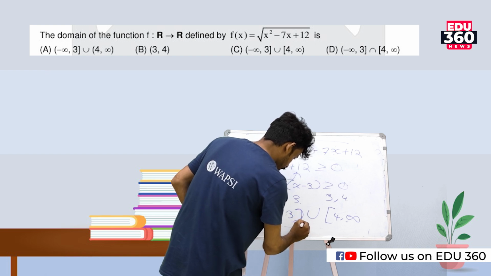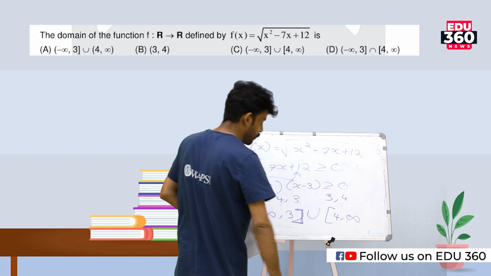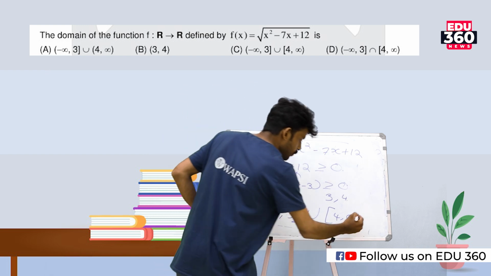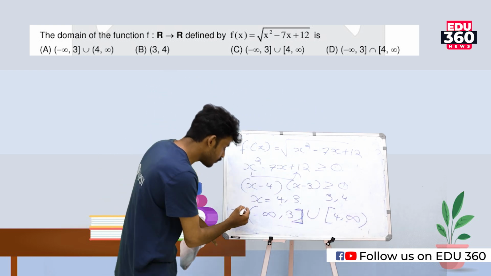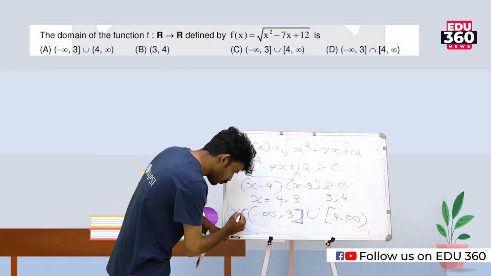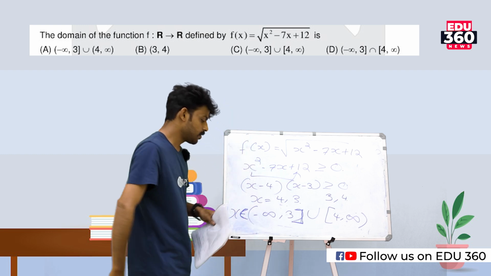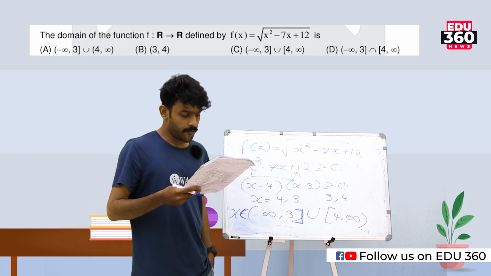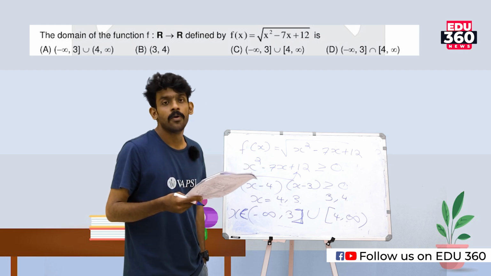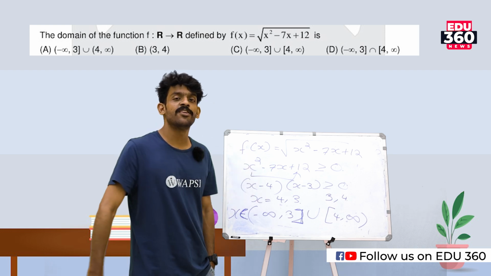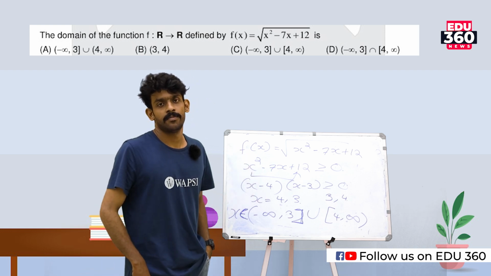This is a square bracket, closed one. Okay, so you can see x belongs to this interval. So for this question, option C is the correct answer. Okay, so for this one, option C is the correct answer.